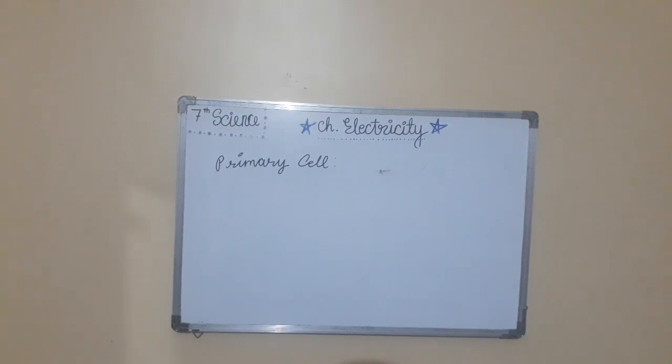This is because when an electrical current is passed through it, the electrical energy gets stored or accumulated in it in the form of chemical energy. This process of storage of electrical energy in the form of chemical energy is called charging. That is why a secondary cell is also called a storage cell.